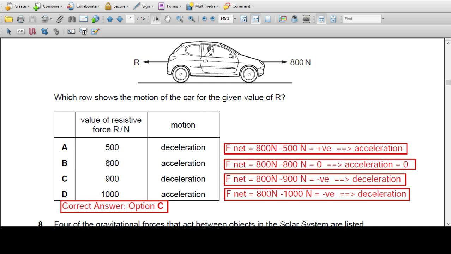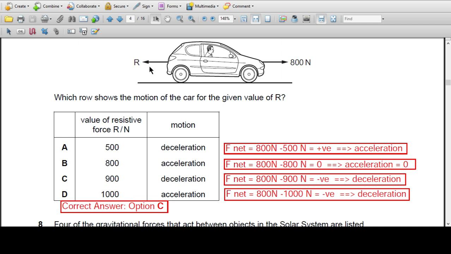If both forces are 800 newtons, then the net force is 0 and the acceleration is 0, and the car will move with a constant velocity. Acceleration is 0 here because there is no change in velocity.